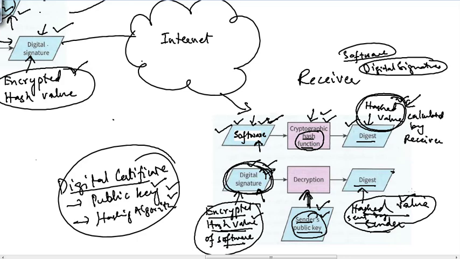So he has the hash value available. This hash value has been decrypted, and what the receiver does is it matches its own calculated hash value with the sender's hash value. If both of these match, that means two things: that the sender is genuine, and it also means that the software has not been altered. I hope the concept is clear now.